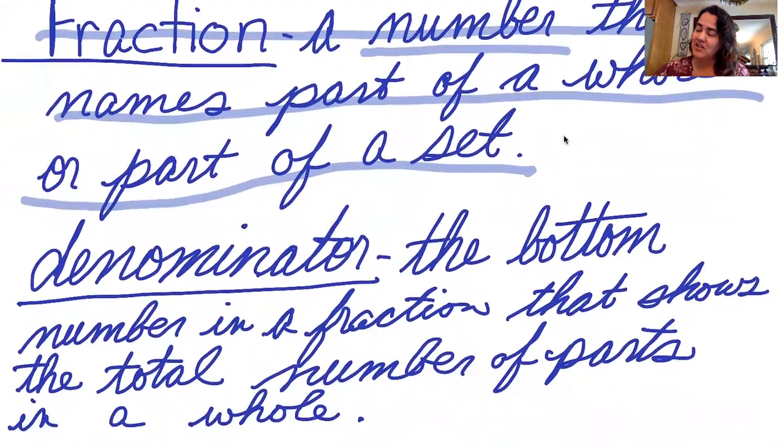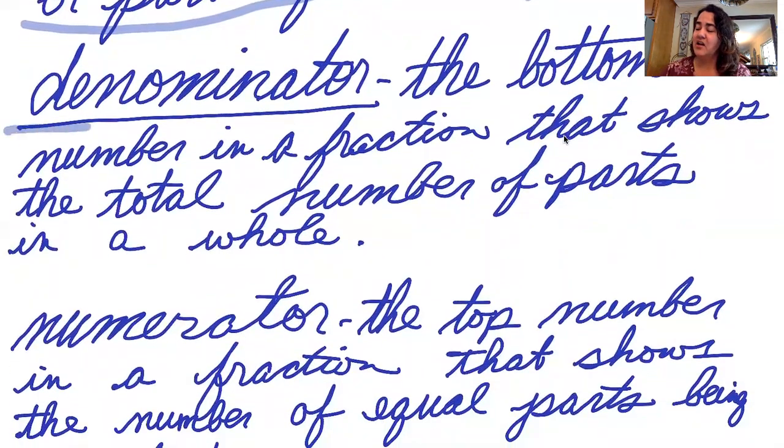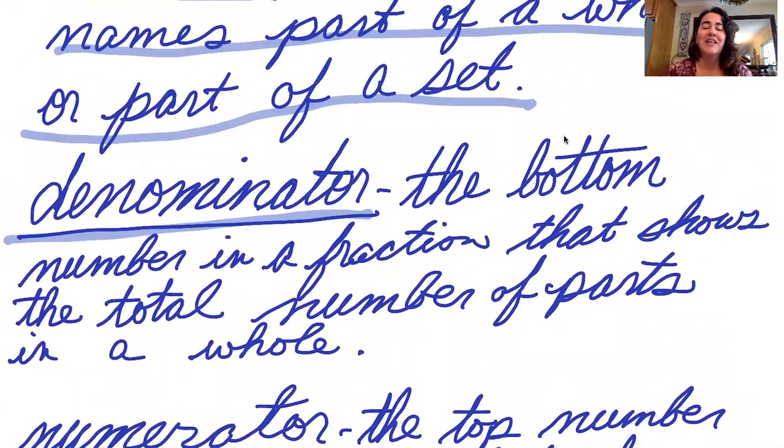Then in a fraction, friends, we have 2 different parts. We have the denominator. And the denominator is the bottom number in a fraction that shows the total number of parts in a whole. Mrs. Mueller, what? We're going to talk about it. Don't worry, but I just want you to know that the denominator in a fraction is the bottom number, and it shows the total number of parts in a whole.